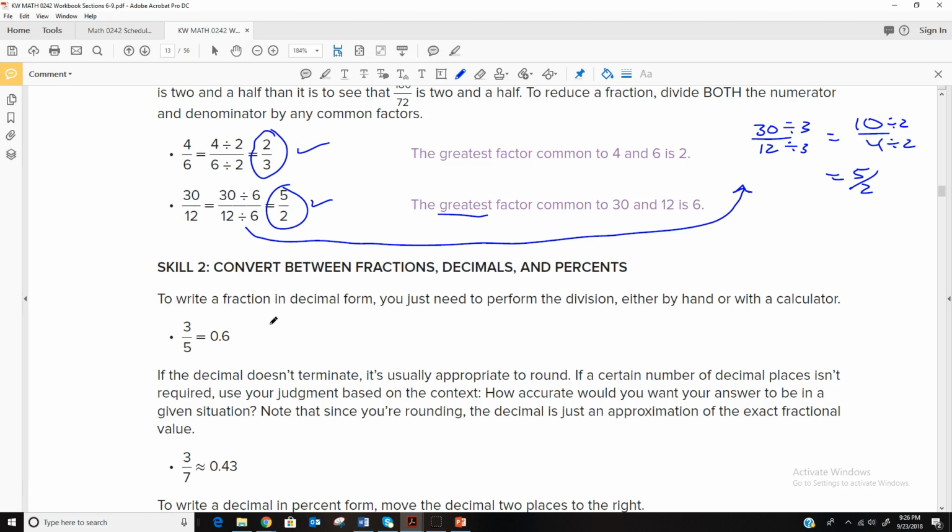So that's reducing fractions. Our second skill is converting between fractions, decimals, and percents.